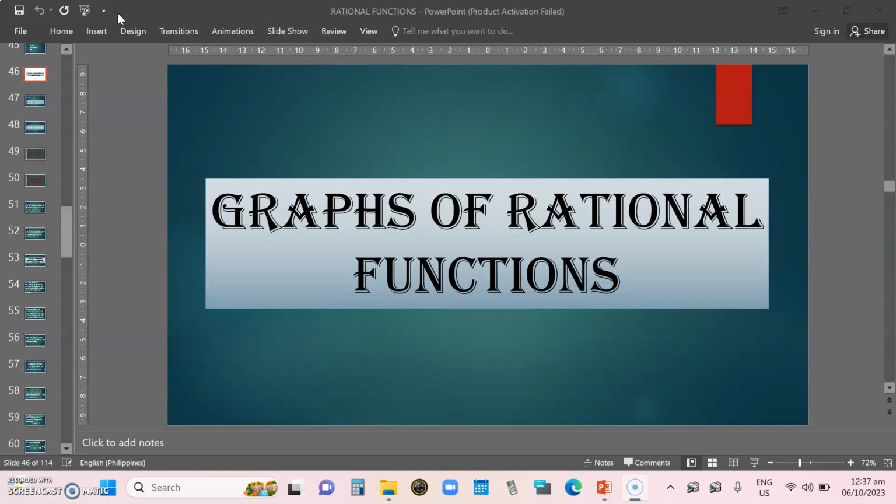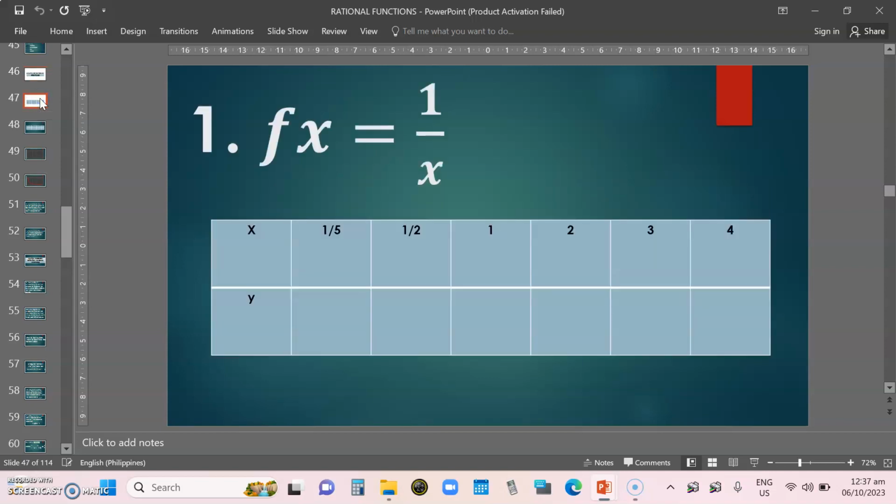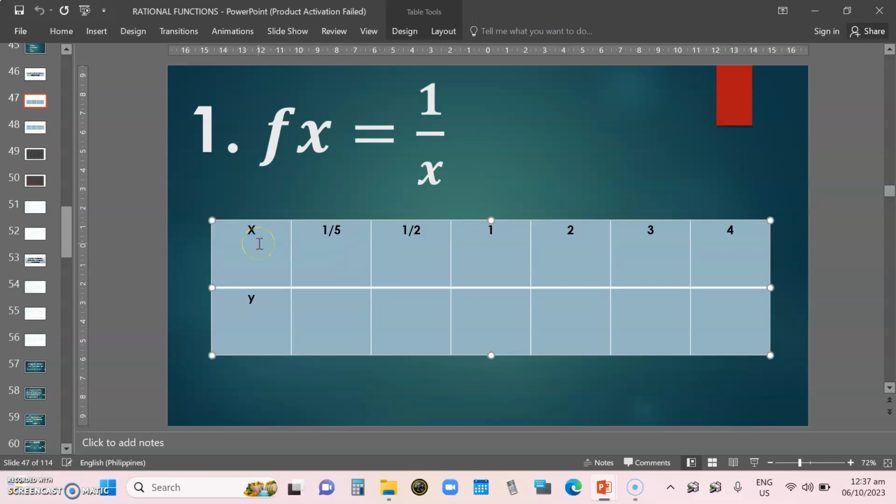Okay, so our topic is how to graph a rational function. In order for you to understand the graph, let's discuss our first example. Given f of x is equal to 1 over x, we have here what we call the table of values, composed of x and y. I already assigned values of x here: 1/5, 1/2, 1, 2, 3, and 4.